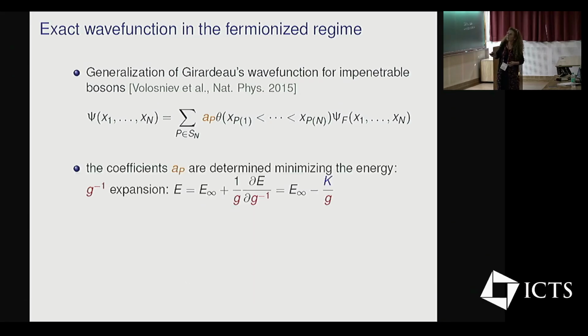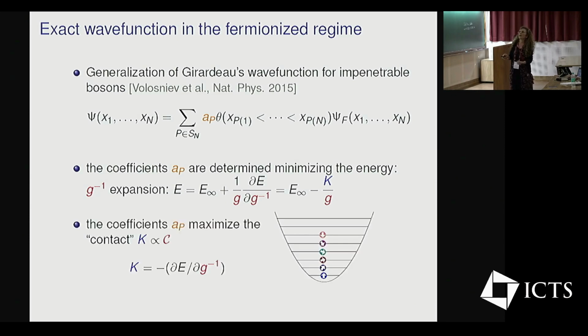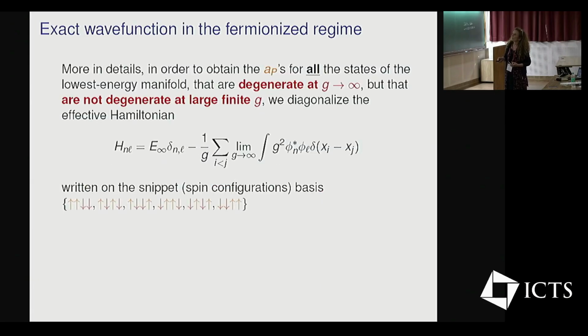How can I evaluate these terms P? I can do an expansion of the energy in 1 over G, because the limit of G infinite is a limit, but usually you have G that is large but finite, so we look for the energy in 1 over G. When you have to minimize this term, which is the derivative of the energy with respect to the inverse of the interaction strength, I recognize here that this is minus the contact, except for some h bar and mass. So the coefficients P that minimize the energy maximize the contact, namely they maximize the symmetry of the many-body wave function, because the contact takes into account all the symmetric exchanges.